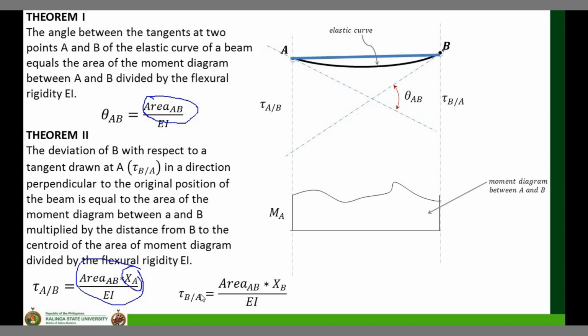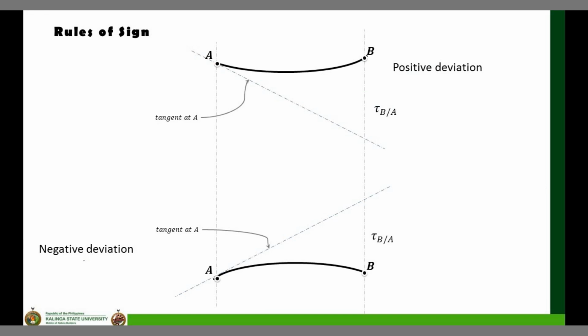Yung XA na ito, that XA, kung doon sa may moment diagram, that is your centroid. Yung distance from point A hanggang doon sa may centroid ng moment diagram, that is XA. The distance from point B hanggang doon sa may centroid ng moment diagram, that is XB. So, here in area moment diagram, we have to take note of rules of sign. So, for the deviation, positive ang deviation natin if the deviation is below the elastic curve. Kapag naman yung deviation ay nasa taas ng elastic curve, that is a negative deviation.